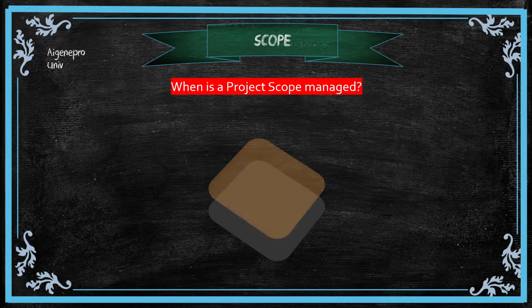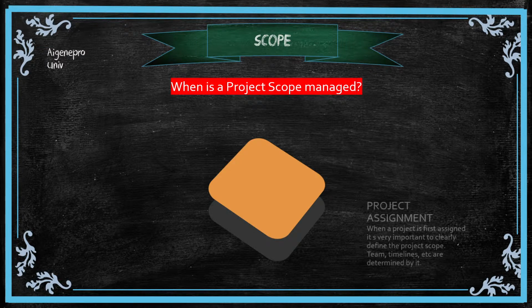When is a project scope managed? First and most importantly, during project assignment. When a project is first assigned, it is very important to clearly define the project scope. Teams, timelines, etc. are determined by it.